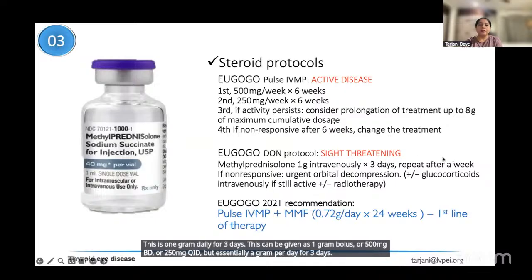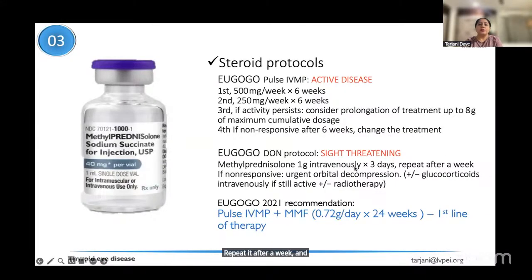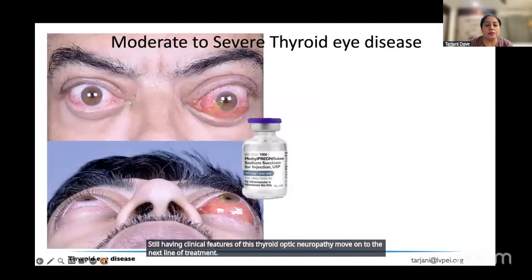Repeat it after a week. And if the patient after a couple of weeks is still having clinical features of dysthyroid optic neuropathy, move on to the next line of treatment. And we look at certain case examples.